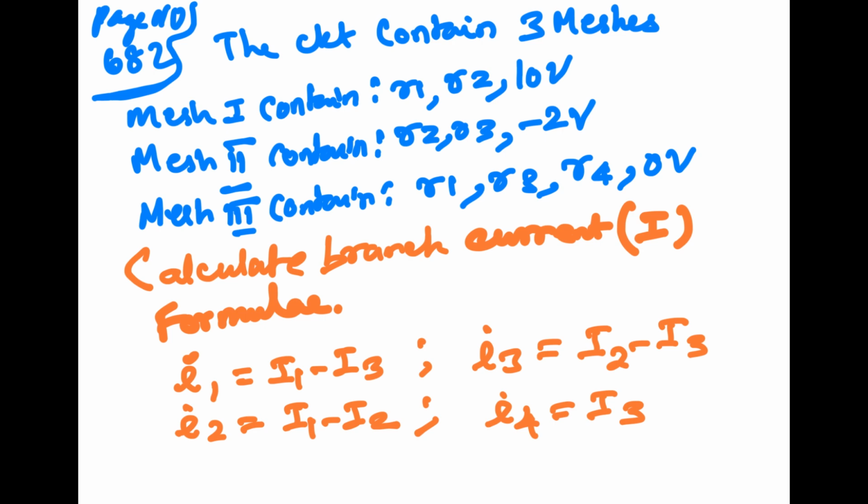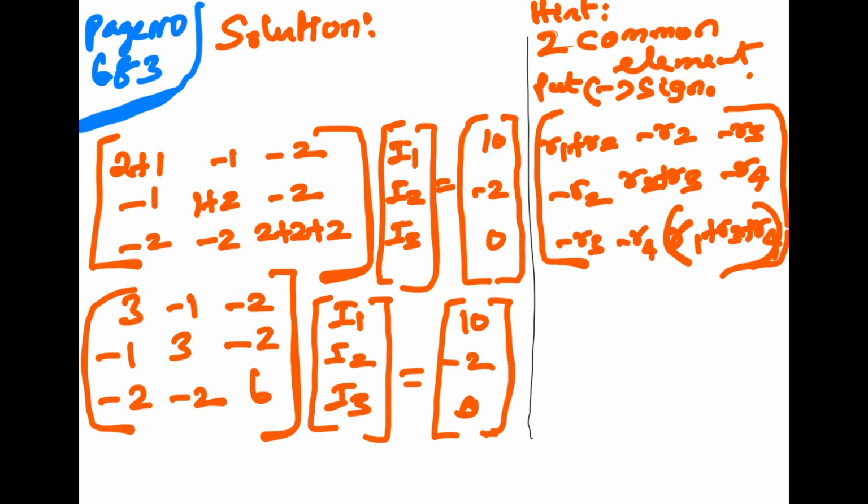Calculate the branch currents using the mesh currents. Small I1 depends on mesh currents I1 and I3, so put I1 minus I3. Small I2 depends on I1 and I2 in the opposite direction, so put minus I2. Small I3 depends on I2 and I3, so put I2 minus I3, as I2 and I3 are in opposite directions. Small I4 depends on mesh current I3, with minus I3.